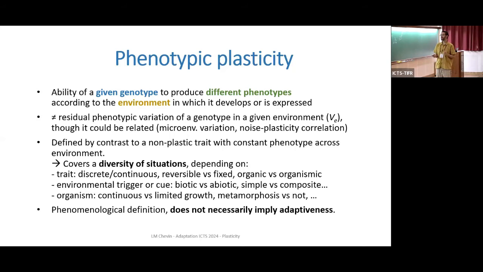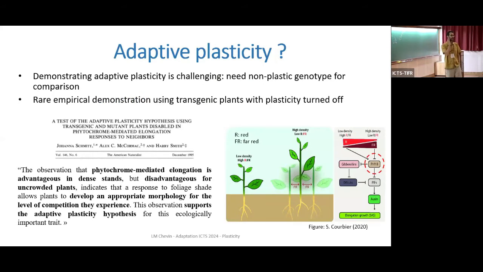Also, I want to point out that it's a phenomenological definition. It's just something that you observe. It doesn't have to imply that it's adaptive. Some people say you cannot call this plasticity because it's not adaptive. Well, then it becomes difficult to study, because at first you just observe something and then you have to make up either an interpretation, which people are making, or a demonstration that it's adaptive. And demonstrating it is quite difficult because you would need to compare plastic and non-plastic genotypes, right? And this is not often available. But there are some rare examples where this has been done.